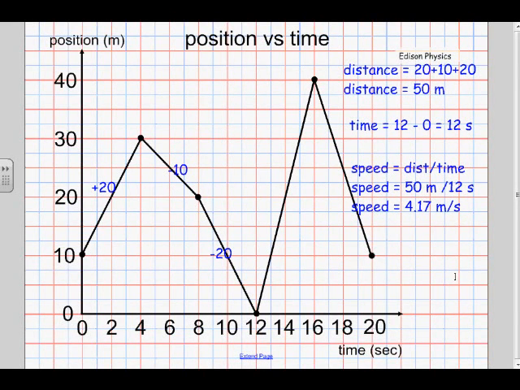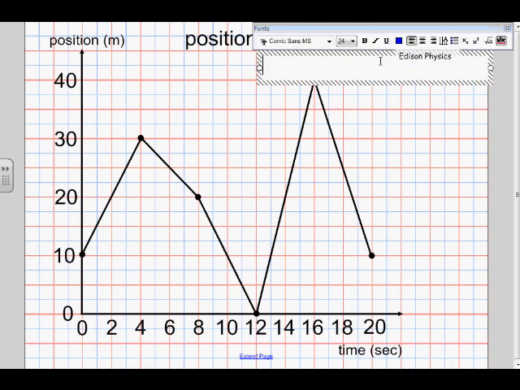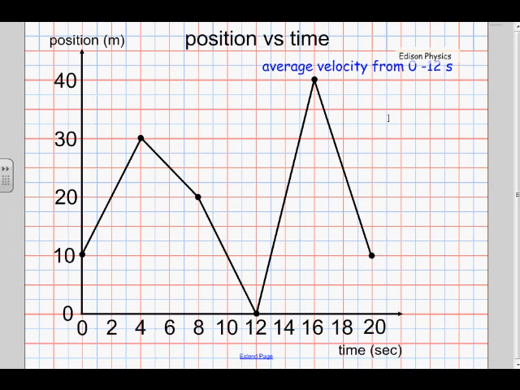Right, let's look at another example. This time we're going to look at velocity. Suppose we want to calculate the average velocity for the first 12 seconds. To find the average velocity, I need to know my displacement, and I need to know the time.